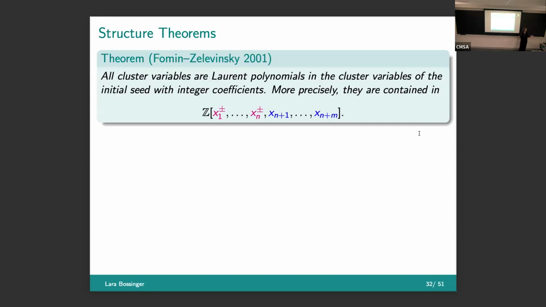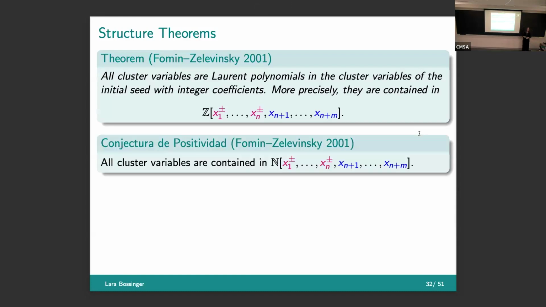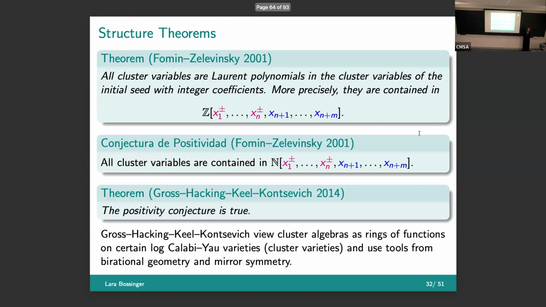Okay, so cluster variables are always Laurent polynomials and they have integer coefficients. But Fomin and Zelevinsky also, in this first paper, observed that in whatever example they computed, the coefficients are all non-negative. Whether this is true or not, this conjecture was very popular in the area, and it stood for quite long until 2014. Gross, Hacking, Keel and Kontsevich posted a paper on the arXiv that actually proves that this conjecture is true.